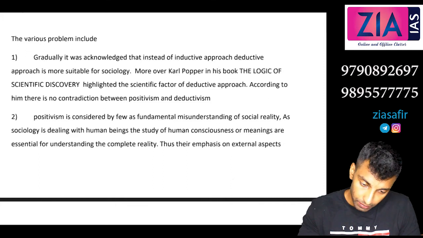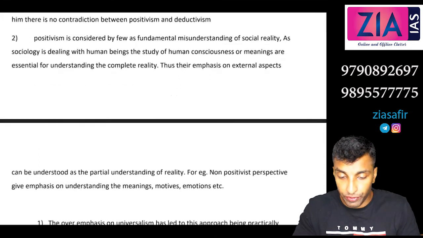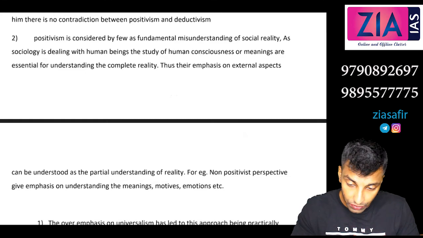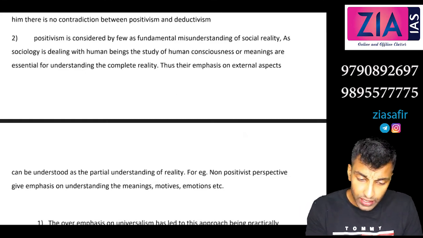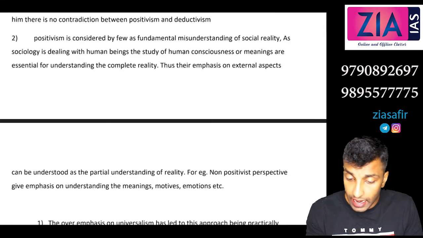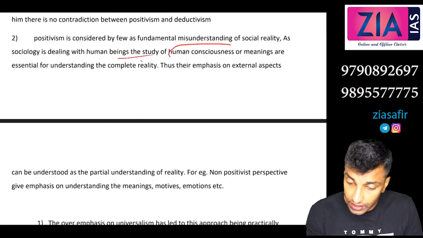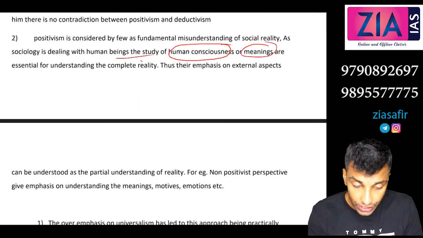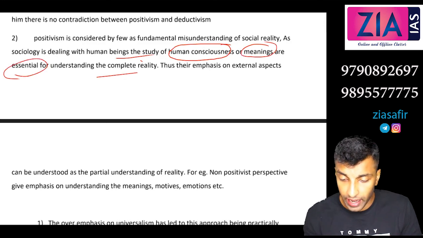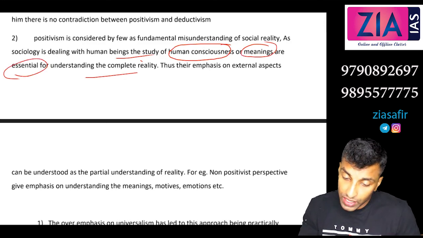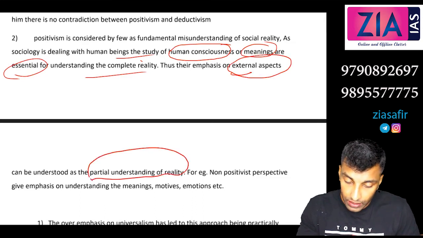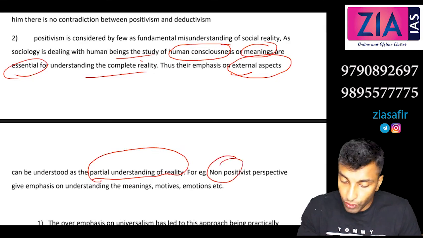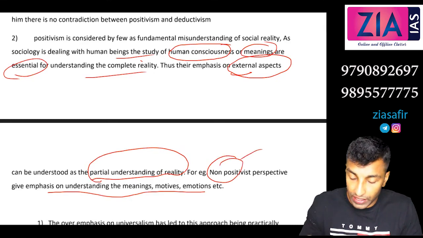Second, positivism is considered by few as a fundamental misunderstanding of social reality. Why? Because sociology is dealing with human beings, and the study of human consciousness or meanings is essential for understanding the complete reality. But the positivist emphasis on the external aspect can be understood as a partial understanding of society. So now you can write non-positivist. They focus more on meanings, motives, etc.